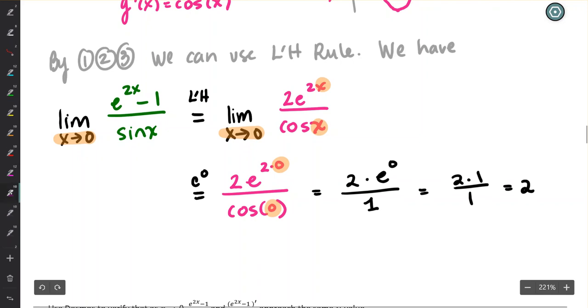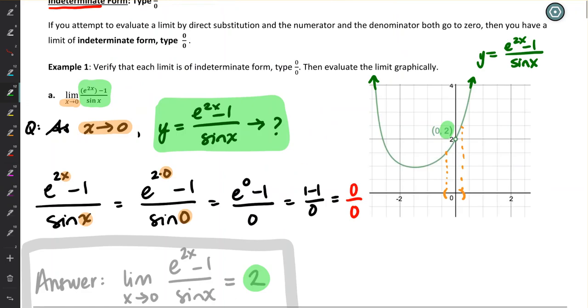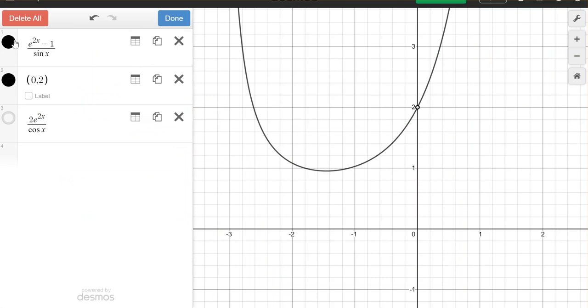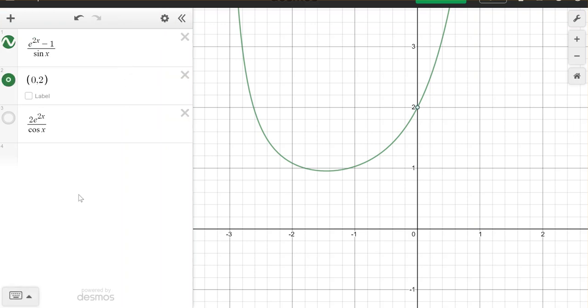Let's scroll back and see that that's the answer that we got in example 1a. All right, in 1a, here is our graph. X values near 0 map to y values that are near 2. All right, so in black here, I have that function. We actually were doing it in green, might as well change it. All right, that was the graph of e to the 2x minus 1 over sine x. It had a hole when x was 0.